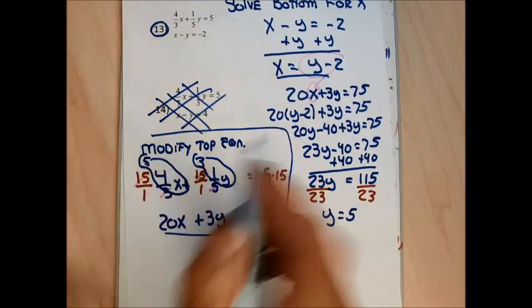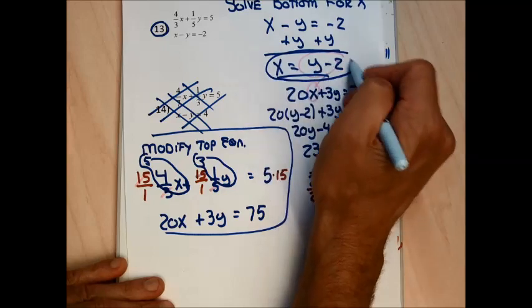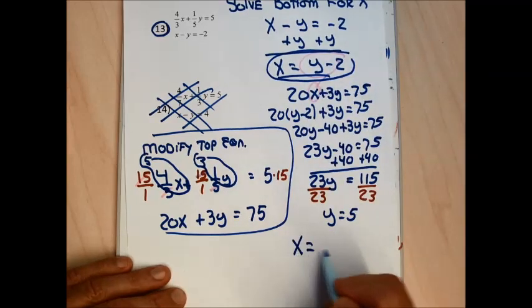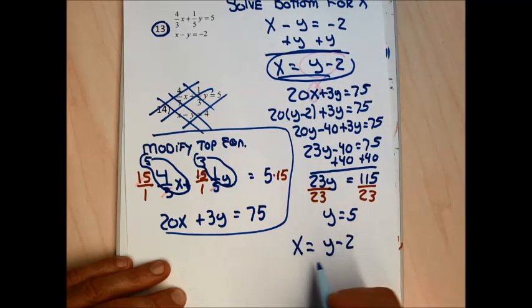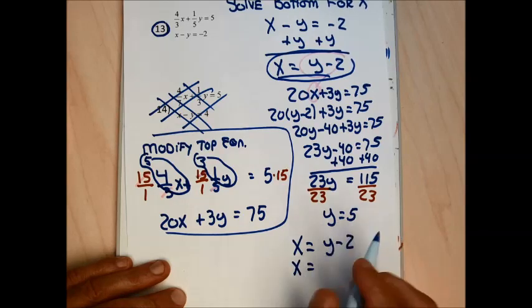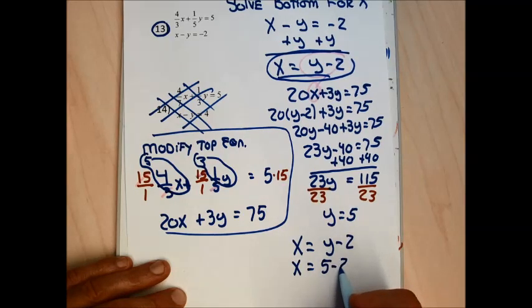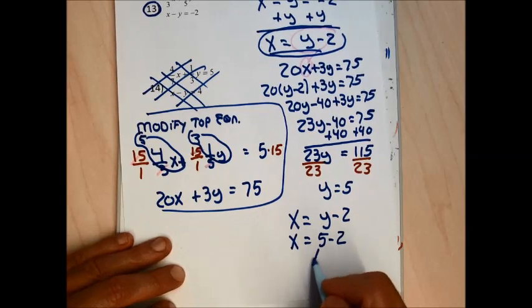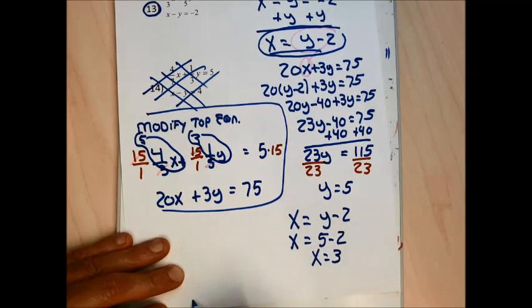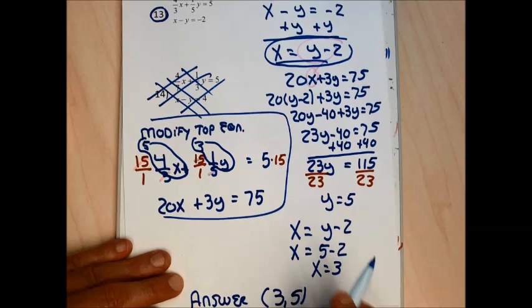I need to solve now for the other letter. The other letter is x. To solve for x, I'm going to use the equation x equal to y minus 2. And I'm going to plug in 5 for y. I'll get x equal to 5 minus 2, which will give me x equal to 3. The answer to number 13 is x equal to 3, y equal to 5.